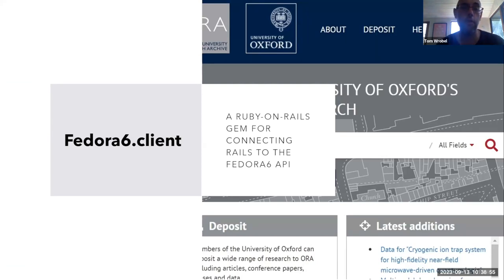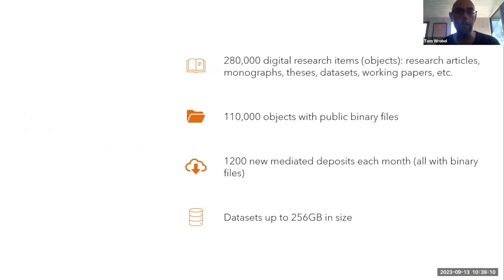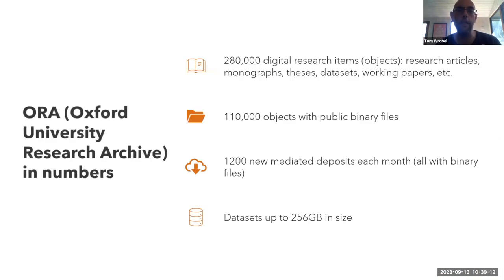This is a presentation and a talk about some work we've been doing at ORA, which is the institutional repository for the University of Oxford, to connect our Hyrax repository to Fedora 6 and ultimately to OCFL. A quick idea about who ORA is. ORA is the Oxford University Research Archive.